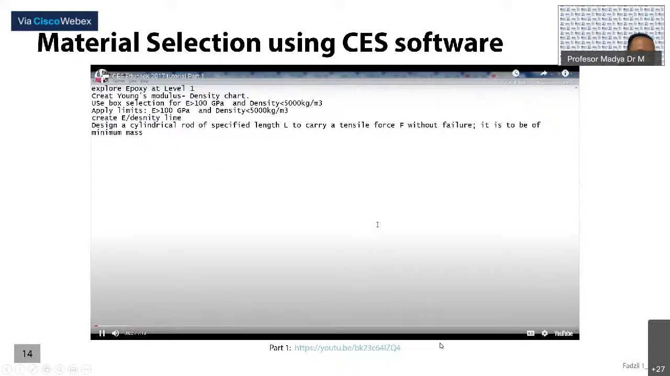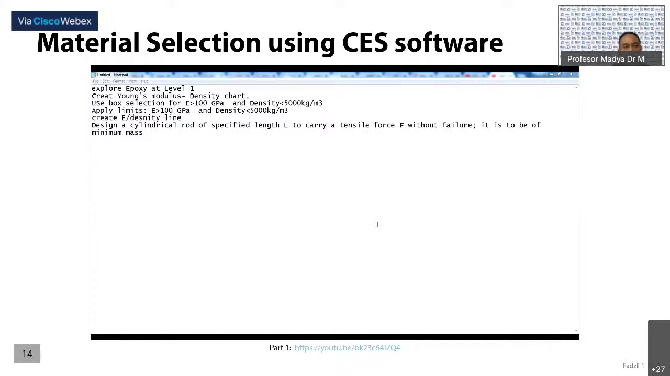Hello, we go through a very brief tutorial on how to use CES, Cambridge Engineering Selector, EduPack 2017. We're going to do these tasks. We're going to explore epoxy at different level 1 and level 2 of the software. We want to create a Young's modulus and density chart and the rest of the tasks that we do.